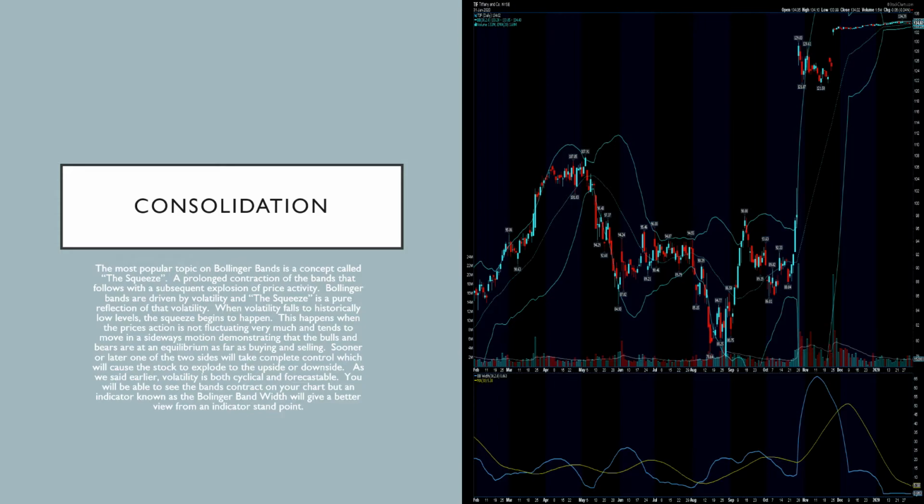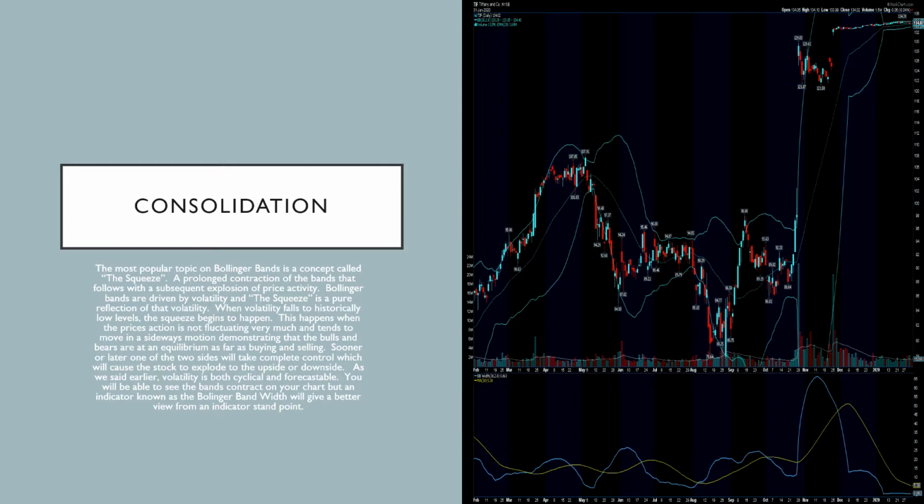So let's talk about consolidation, okay? Now, the most popular topic on Bollinger Bands is a concept called the squeeze. This concept fascinated me 3 years ago when I started reading about it. And when I actually started applying it to charts, it really blew my mind to see that the stock would play out in the manner based off the squeeze concept.